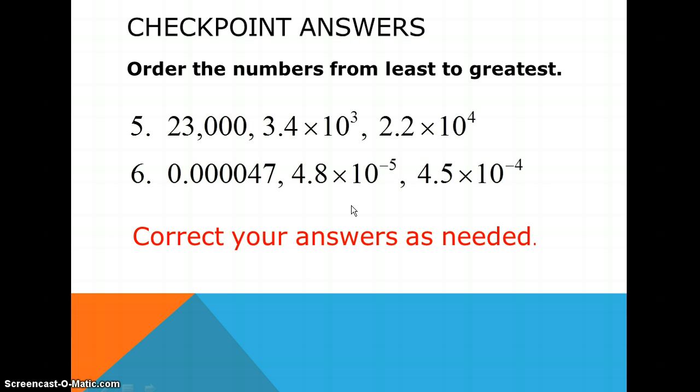Here are your three solutions. Check your work, change as you need to. Notice on number 6, this negative 5 is a smaller number than the exponent negative 4. Just like negative 5 is a smaller number than negative 4, it's still the same even in exponents.